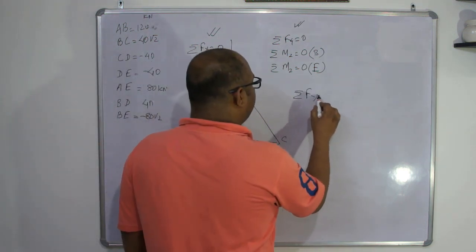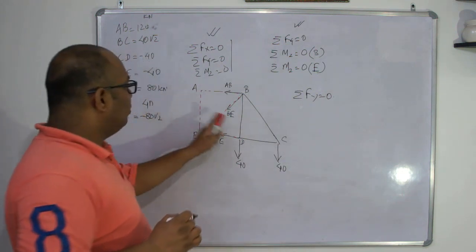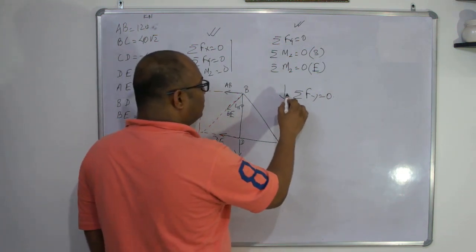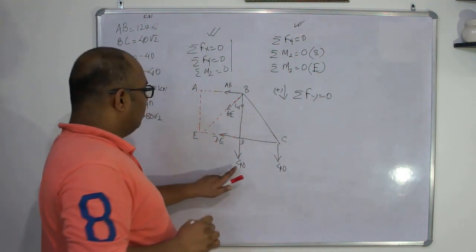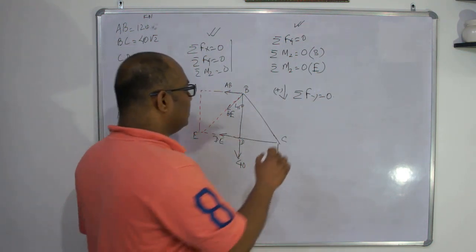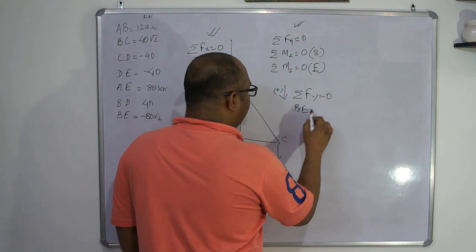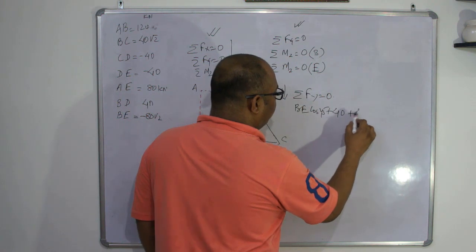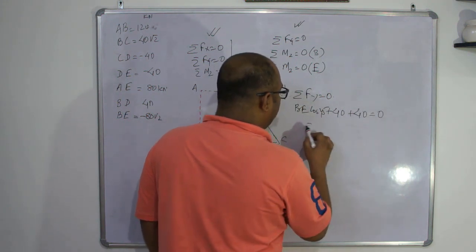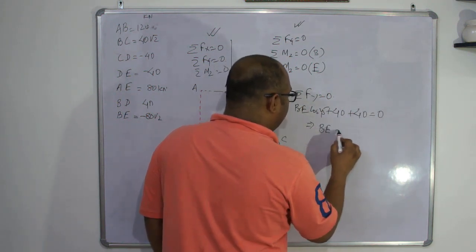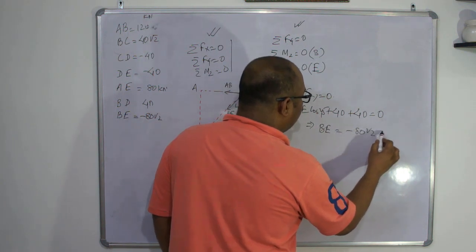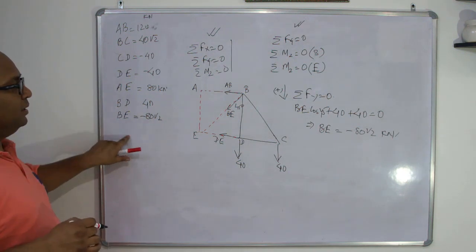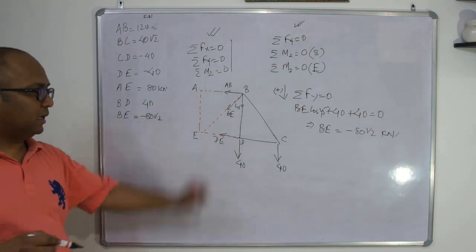Summation Fy equals to 0. So if I use summation Fy, this angle is 45 degree. You can very easily see. I am assuming downward as positive. So minus 40 plus BE cos 45 plus 40 equals to 0 implies that BE equals to minus 80 root 2 kilonewton. And you can verify from here. See, same value. So my answer is correct.